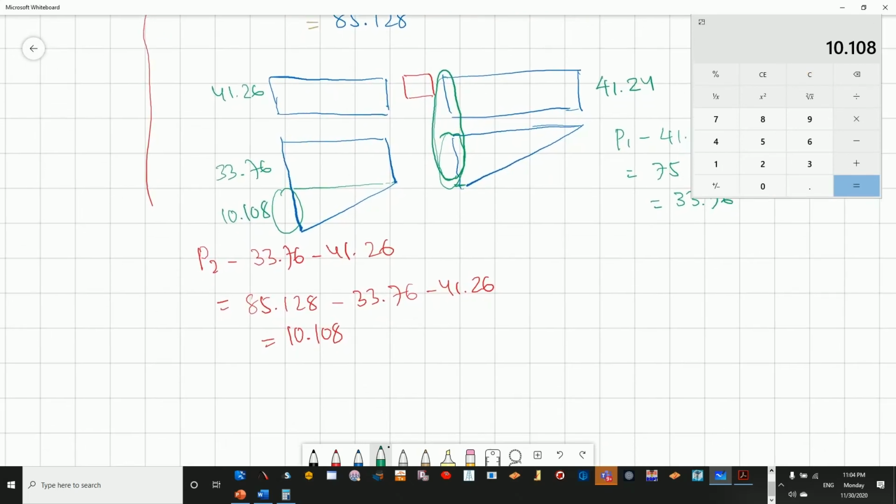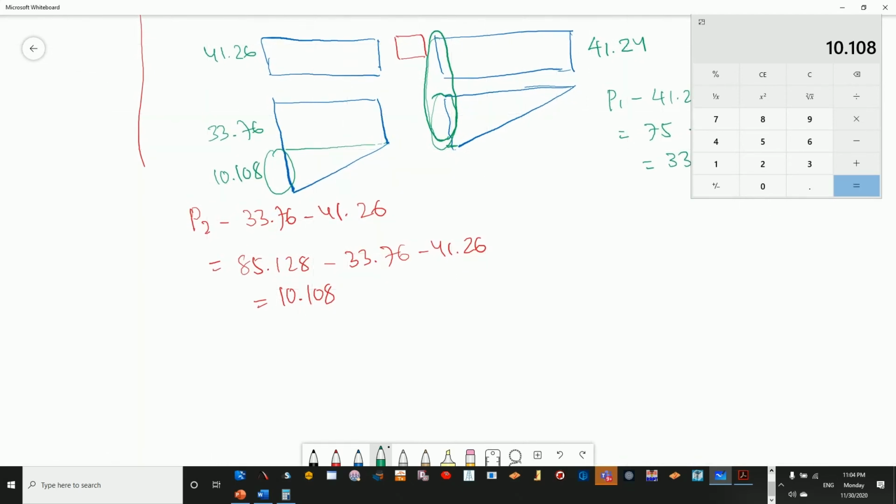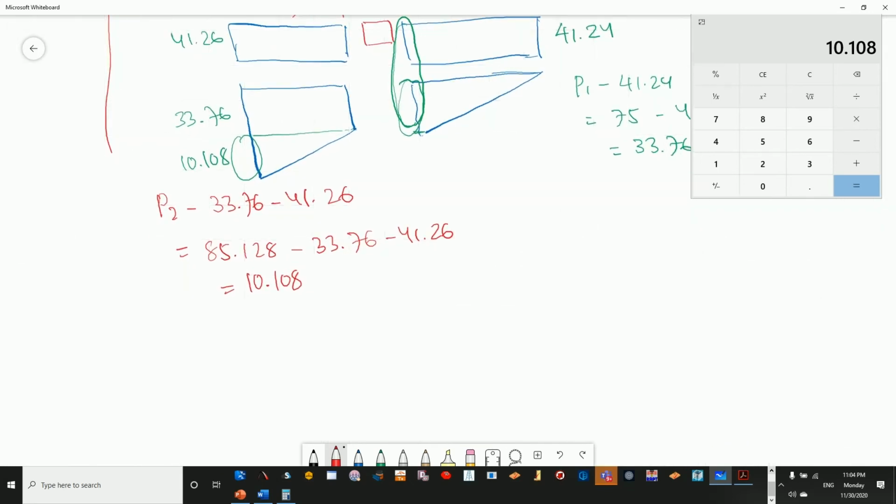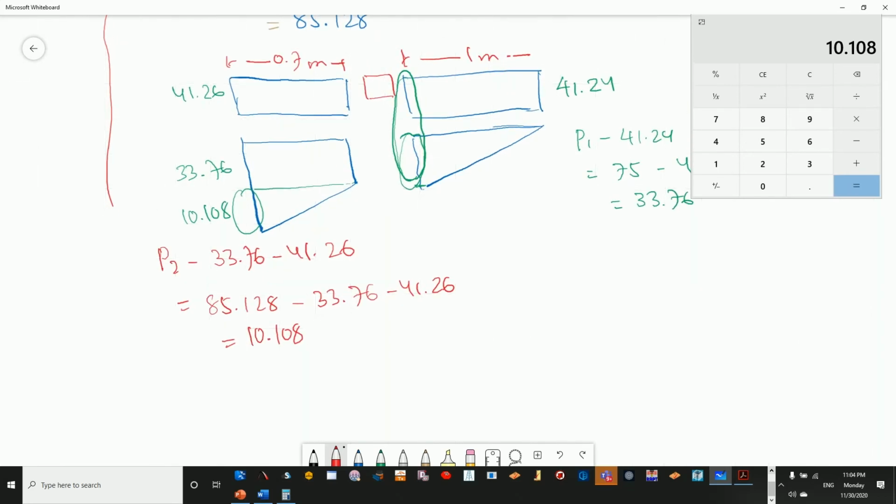Now if we start calculating the moment, taking into account that this is 1 meter and this is 0.7 meter, we will see region 1 and region 2. Taking into account region number 1, there are two shapes. Shape 1 is a regular UDL.